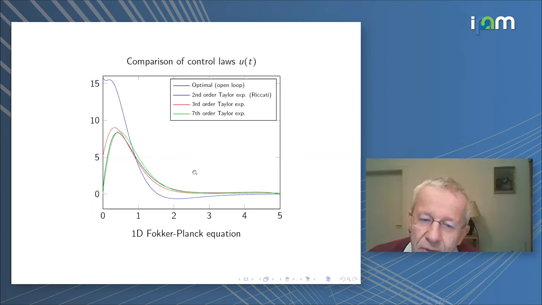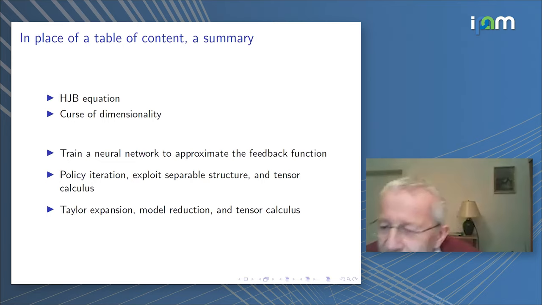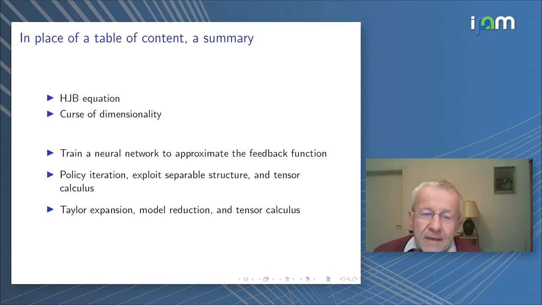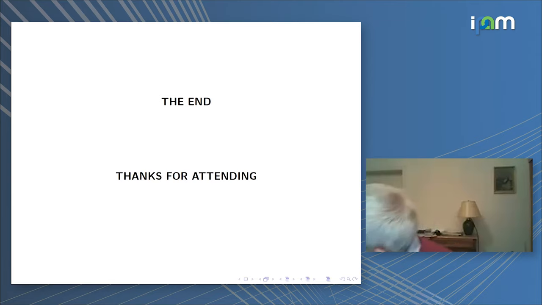In place of a table of content, which I should have given, maybe I do a summary. I talked about HDB and the curse of dimensionality. I had some comments or contributions to training neural networks to approximate the feedback function, to policy iteration, exploiting the separable structure, and finally, very briefly, Taylor expansion by utilizing a model reduction, and again, Taylor calculus. With that, I came to an end, and thank you for attending and listening.